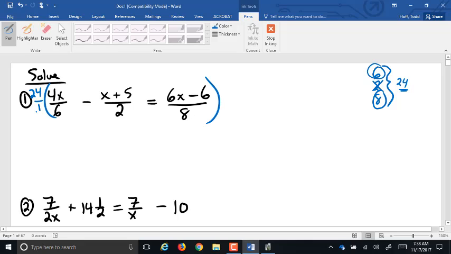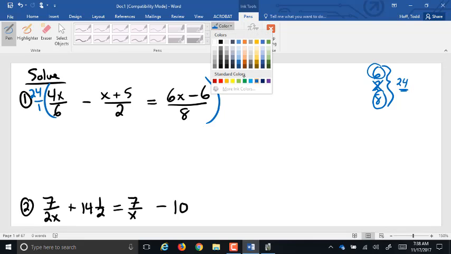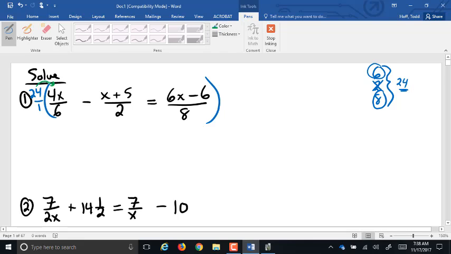I'm going to write it as 24 over 1. So 24 over 1 times 4x over 6. Then we're going to cross cancel the 24 and the 6. Both divide by 6, give me 1 and 4. 4 times 4x is 16x.